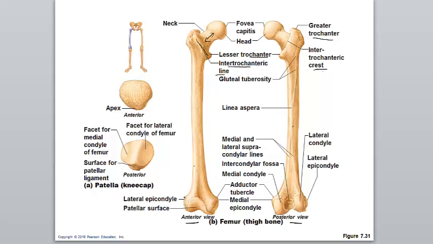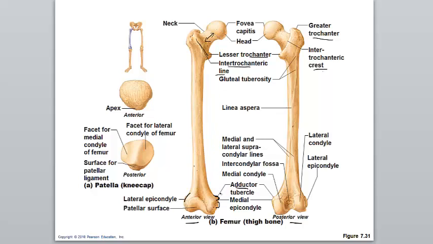The lateral epicondyle, right over here, is the lateral epicondyle. You have the medial epicondyle over here in this region. Above the medial epicondyle, you have a tubercle. Okay, it's the adductor tubercle. Your adductor muscles attach to it. Adductors are found medially because the head of the femur is also medially located.